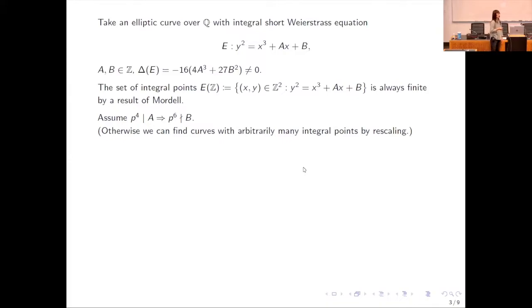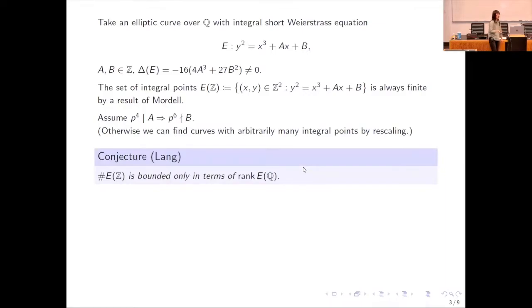That's because if I do not assume this minimal condition, then you can build a curve with arbitrarily many integral points just by rescaling the rational points to get a new model that's not minimal. So I want to avoid this bad case just for ease and simplicity. And there is a conjecture by Lang that, assuming you're taking the minimal model, the number of integral points should only be bounded in terms of the rank.